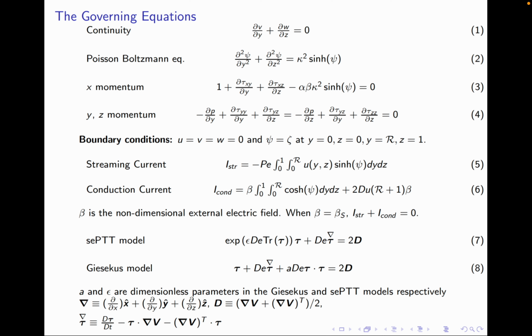Now here are the governing equations. The continuity equation is essentially the mass conservation equation. The Poisson-Boltzmann equation tells us how the electrostatic potential is distributed. Next are the x, y, and z momentum equations.